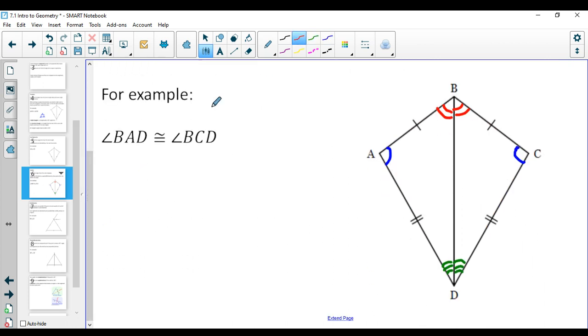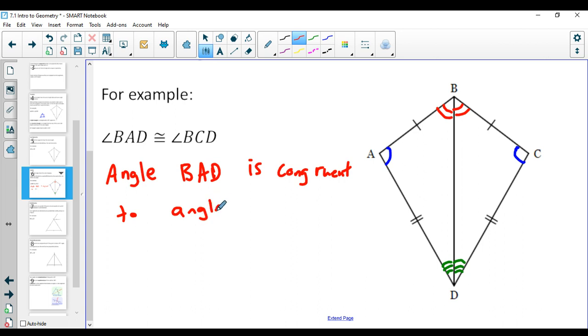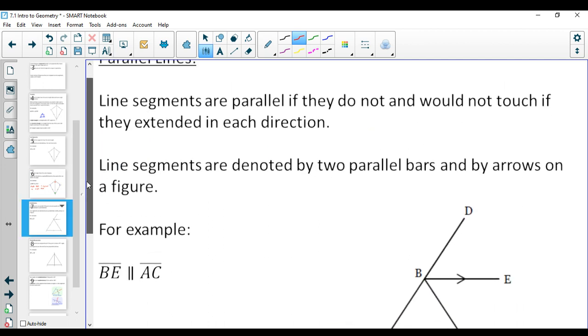Like on our Go Formative assignment, I did this with the triangles yesterday, but how this would read is angle, right? Because that means angle, BAD, and then this is congruent, so is congruent to, that says angle BCD. And that's all I'm looking for on that Go Formative assignment for the first three, stuff like that. So back to this one.